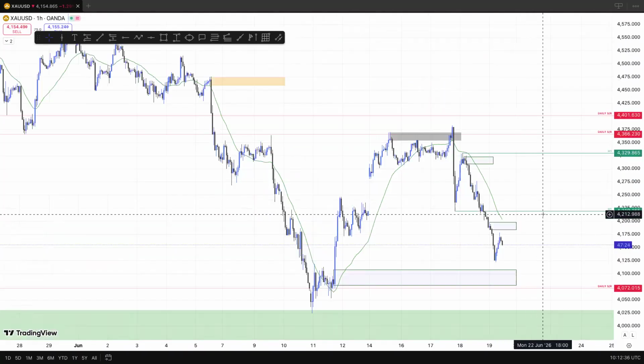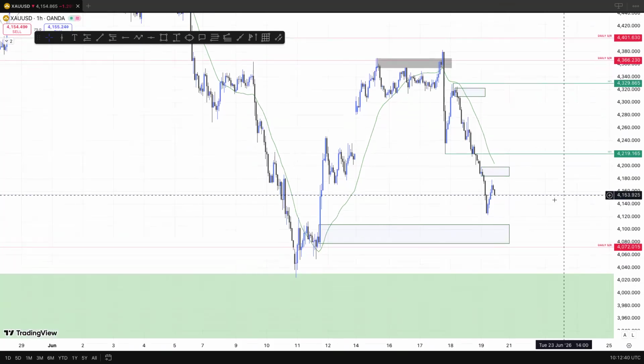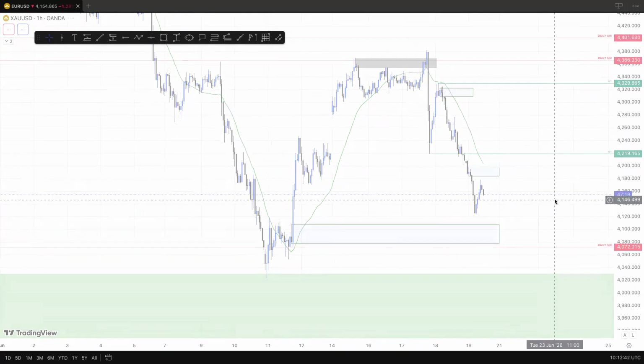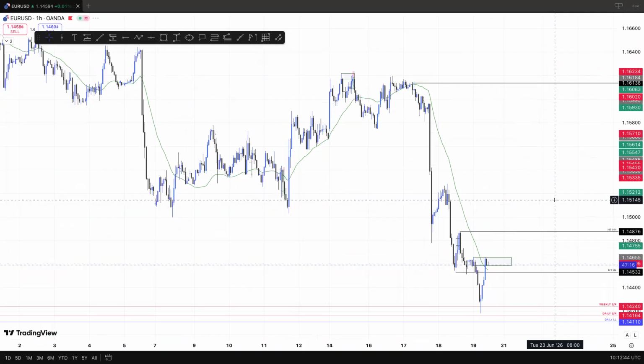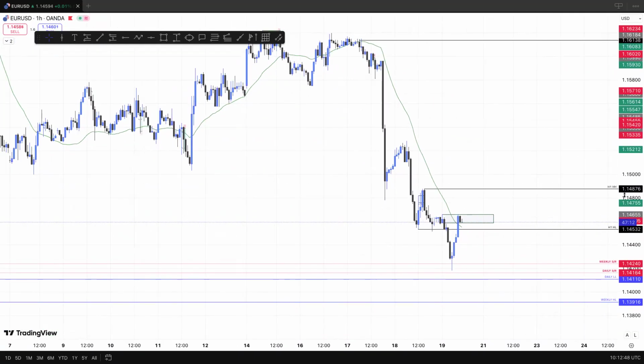XAU USD is currently bearish, heading back into a demand. And Euro USD is currently bearish, but has already gotten to a target. So it's kind of a two-way thing right here. Because once we get to a target, there's a high probability that price is going to give a move from the target to an area of interest. And right now we are sitting at an area of interest.